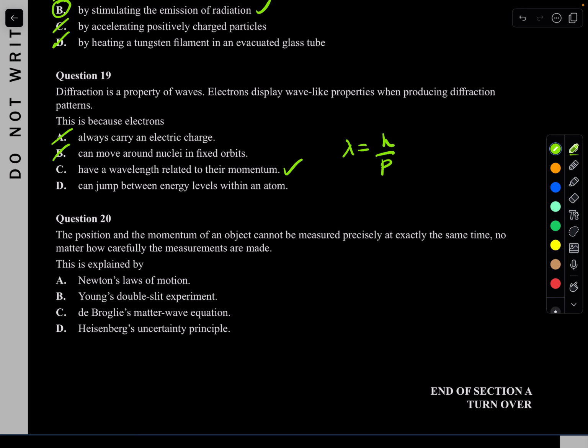D: jump between energy levels within an atom. That's just Bohr's model, which has no explanation for diffraction. So C is the great one for that. Yeah, have a wavelength related to the momentum.